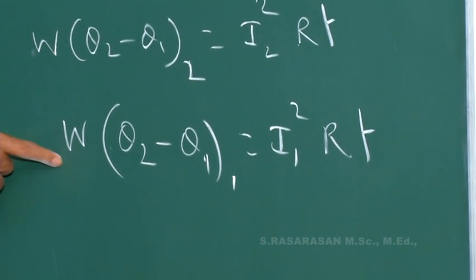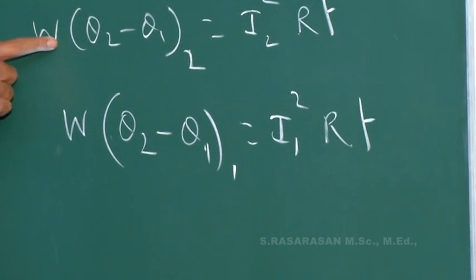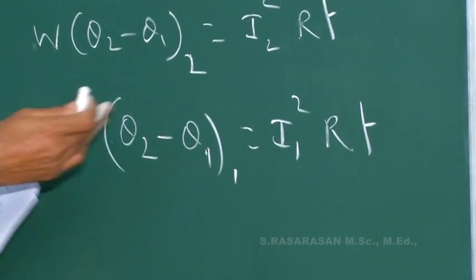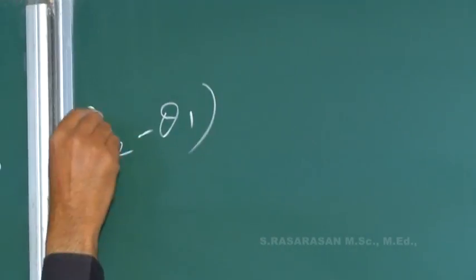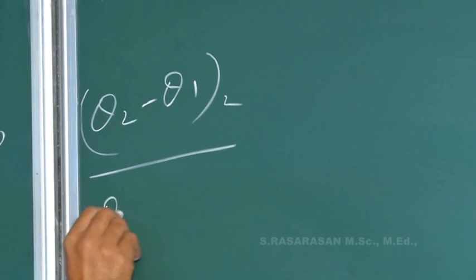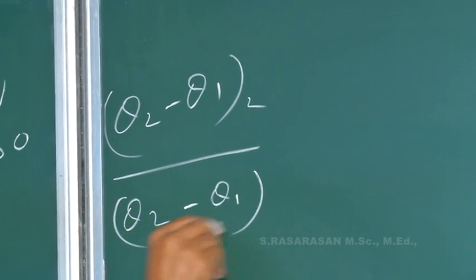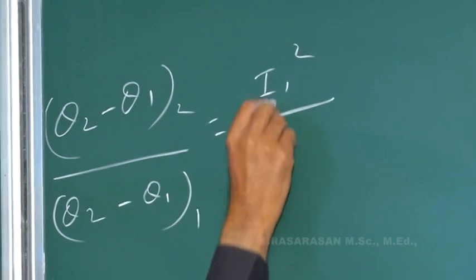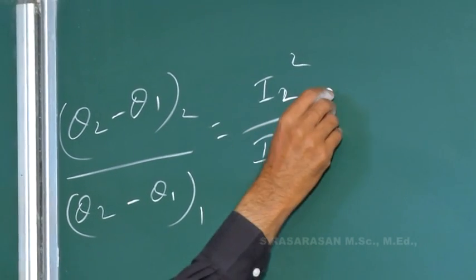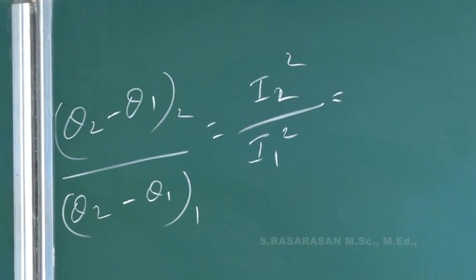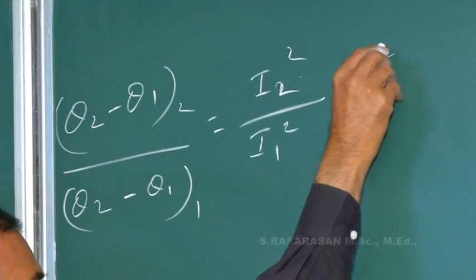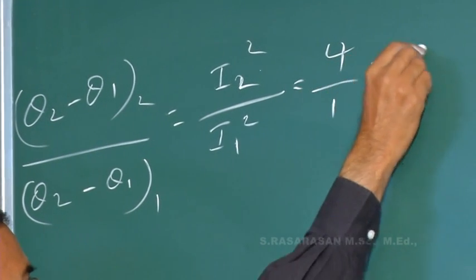Divide this equation by this equation. W cancels, RT cancels. What is the rest? Theta 2 minus theta 1 in the second case by theta 2 minus theta 1 in the first case is equal to I2 square by I1 square. What is I2? 2 ampere. What is I1? 1 ampere. So 2 square is 4, by 1, it is 4.